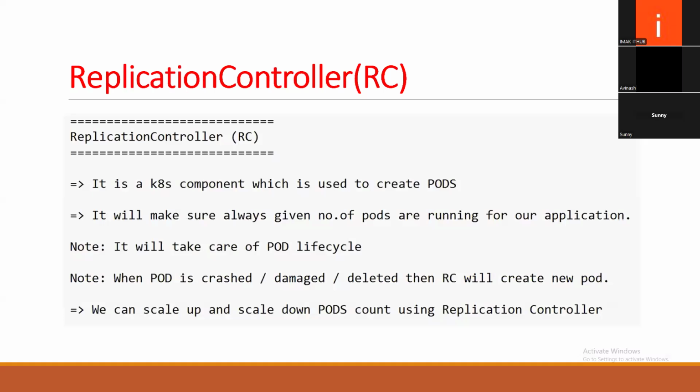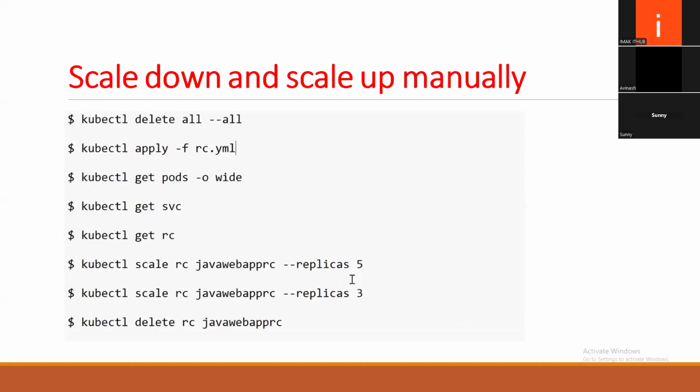It is a Kubernetes component used to create pods. It will make sure the given number of pods are always running for our application. Note, it will take care of the pod lifecycle. When a pod is crashed, damaged, or deleted, then the RC will create a new pod. So we can scale up and scale down the pod count using the replication controller, manually.